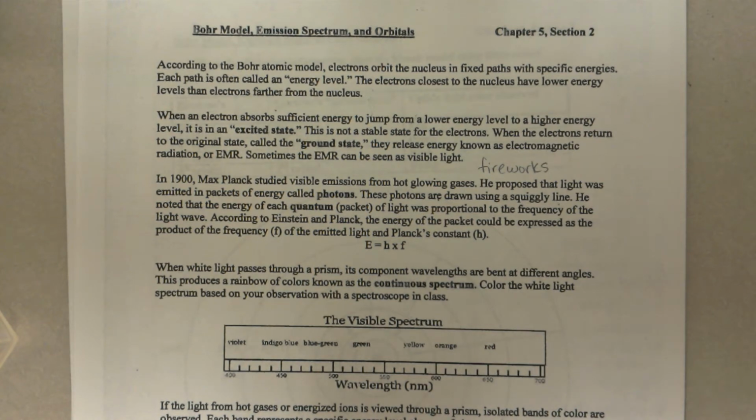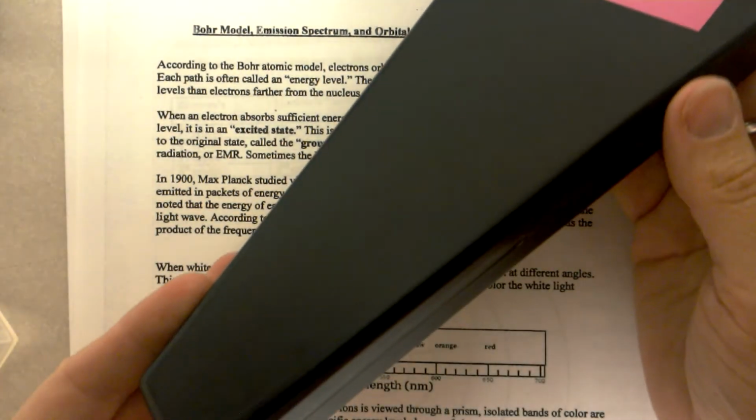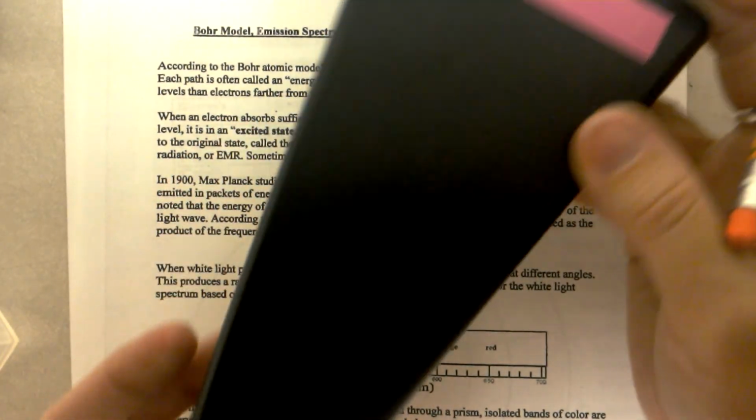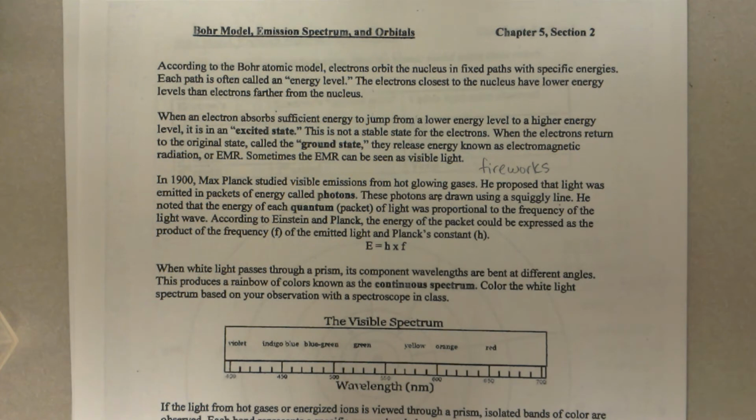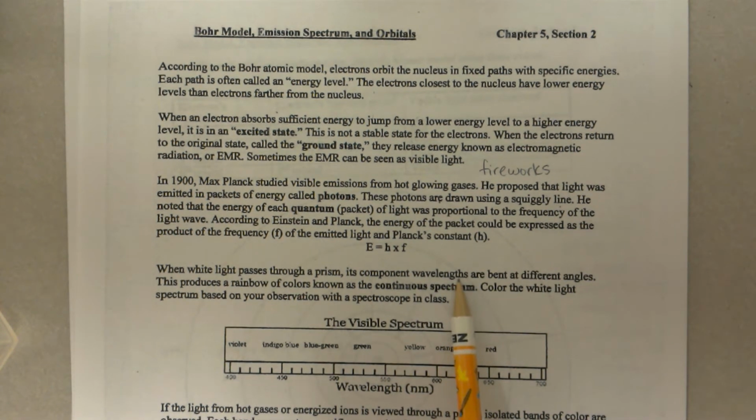Now in the class, we looked through spectroscopes, and a spectroscope is simply a fancy prism. Inside of this little black box is a prism. And what the prism does is it bends the wavelength of light at different angles so that we can actually see the different wavelengths of light. It's sort of like splitting it into its different parts.